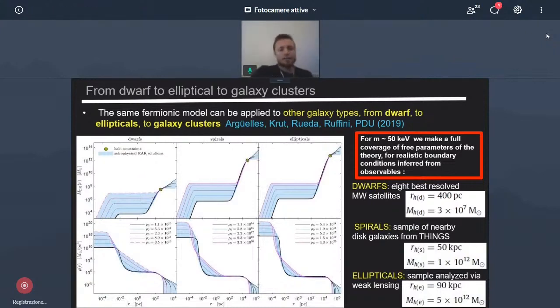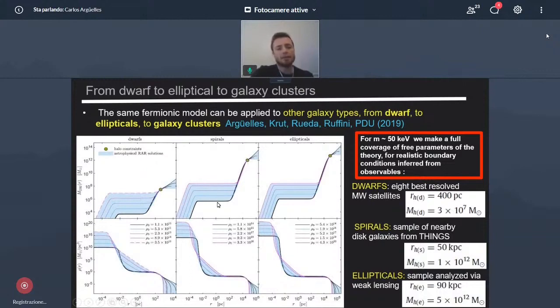So here is to say that by making a full coverage with the free parameters of our model, and for a particle mass always of 50 keV, we can have a family of solutions able to fulfill this halo data provided by observations, and provide a family of possible cores. So this is a prediction.